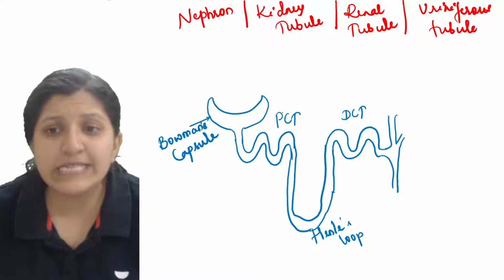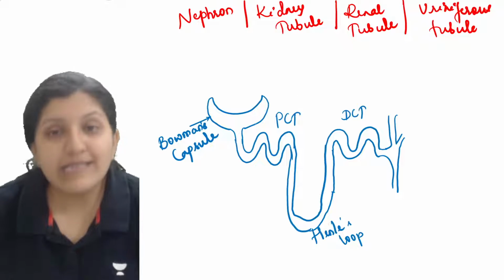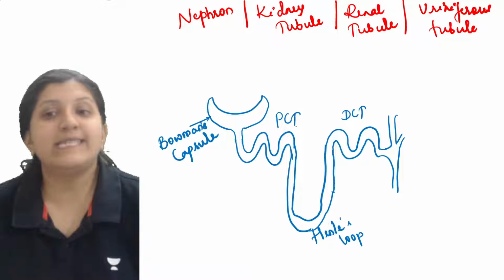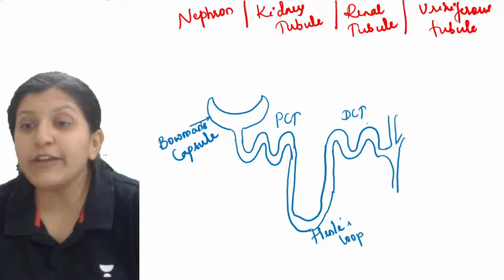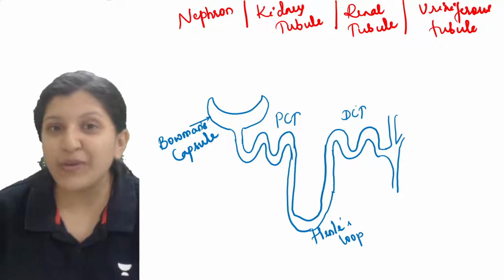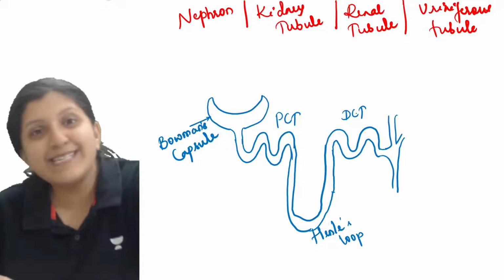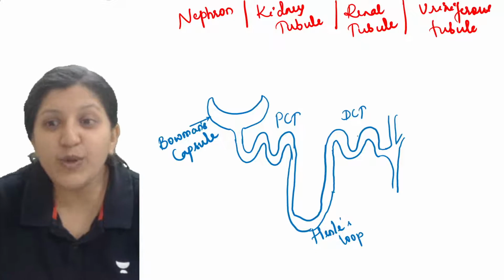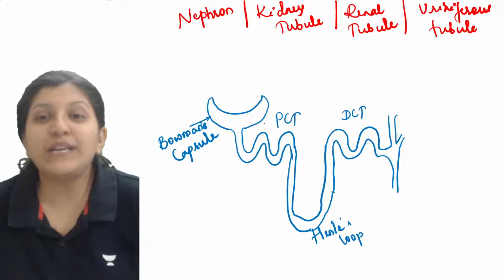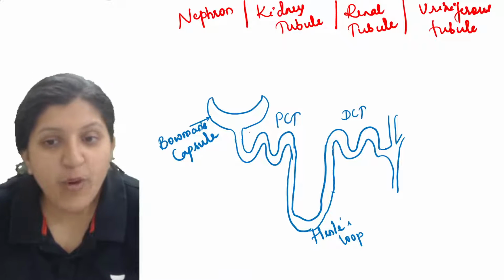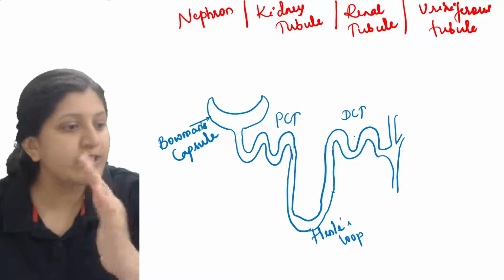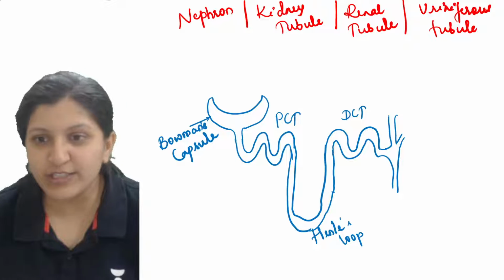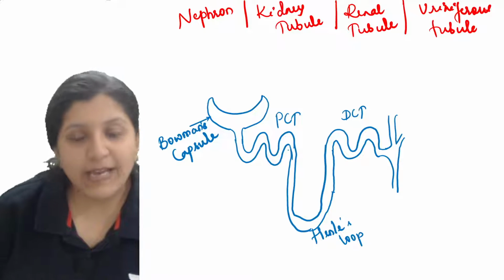Since proximal means nearer and it is nearer to the Bowman's capsule, we call this the proximal convoluted tubule. You can find one more convoluted tubule there, the distal convoluted tubule. Why are we calling it a distal convoluted tubule? Because it is at a particular distance from the Bowman's capsule, and this convoluted tubule we call DCT. So now the labeling of this is done.